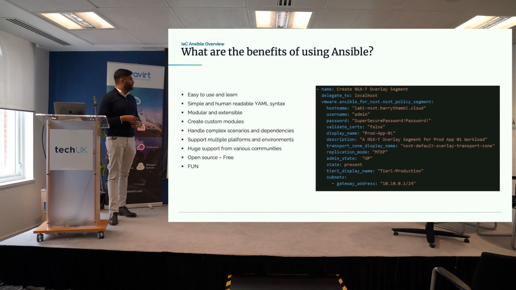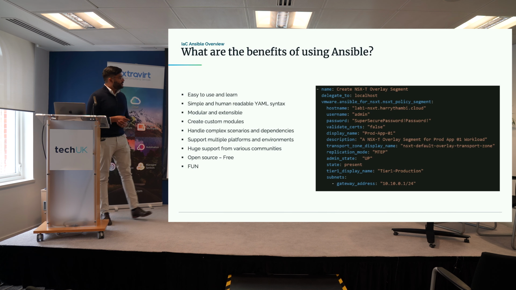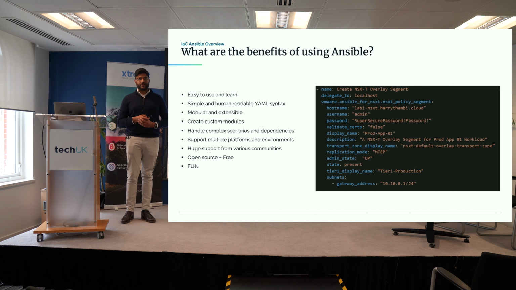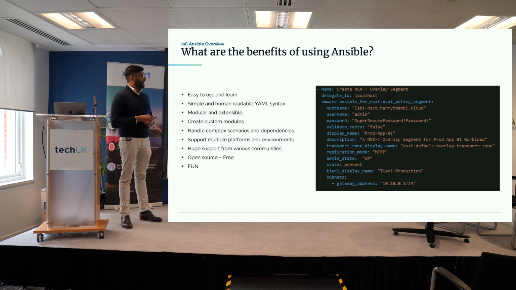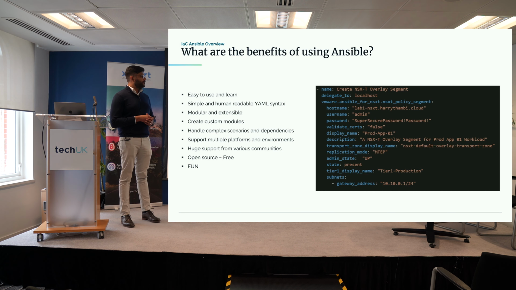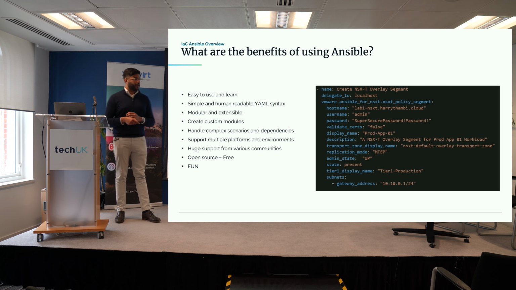It's based on human-readable YAML syntax. So over here on the right-hand side is an example. I've got a task here, task name: create NSXT overlay segment, which, for those who are not familiar with NSX, is basically create a network within VMware NSX. I am delegating it to localhost, so you can pretty much understand what it's doing there. That means the task is running locally rather than remotely. Over here, I've got the VMware Ansible for NSXT NSX policy segment. That is the name of the module that I'm using.